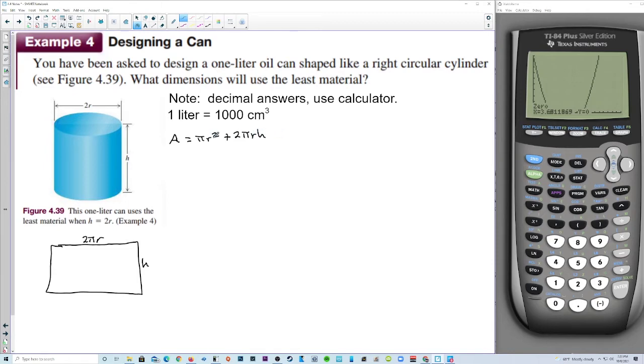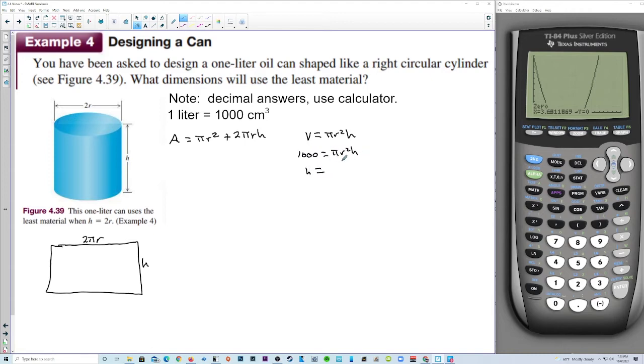Well, now we have two variables. We have r and we have h. So we want to eliminate one of these. And the volume is equal to pi r squared, the area of the circle, and then times h. And we're told that that's 1,000 centimeters cubed. That's pi r squared h.